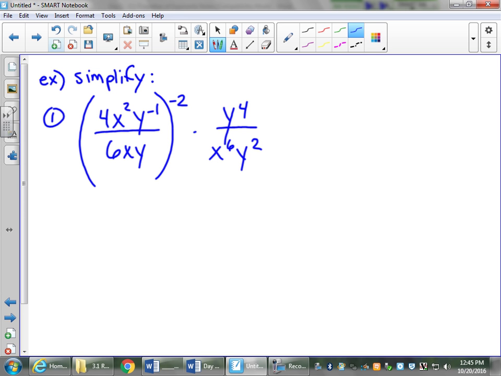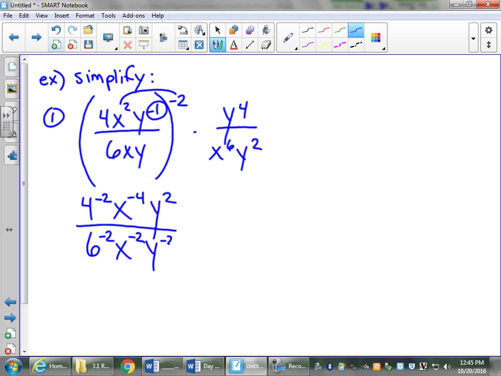So we're going to go ahead and distribute the negative 2 to all of the bases in the parentheses. That'll give us 4 to the negative second. Now, when I distribute the negative 2 to the x, it already had an exponent, so we have to use our power to a power rule. We're going to do 2 times negative 2, and that's going to become negative 4. Same thing with the y. The y already has this negative 1, so negative 1 times negative 2 becomes positive 2. And then we also distribute it to everything in the denominator, giving us 6 to the negative second, x to the negative second, and y to the negative second.